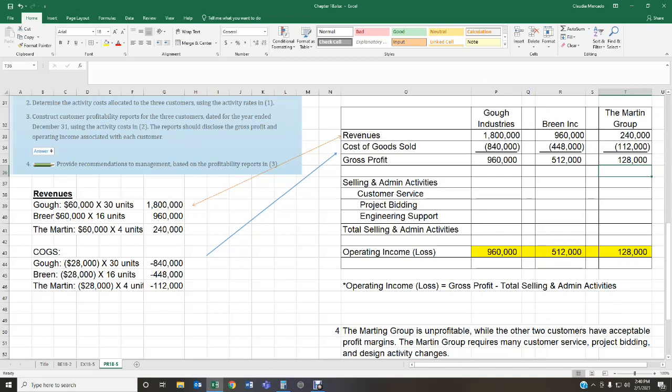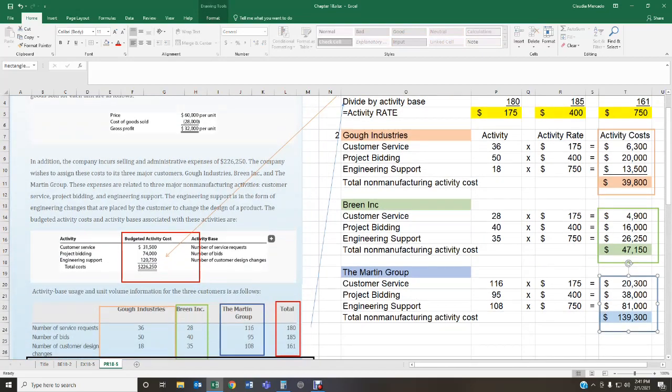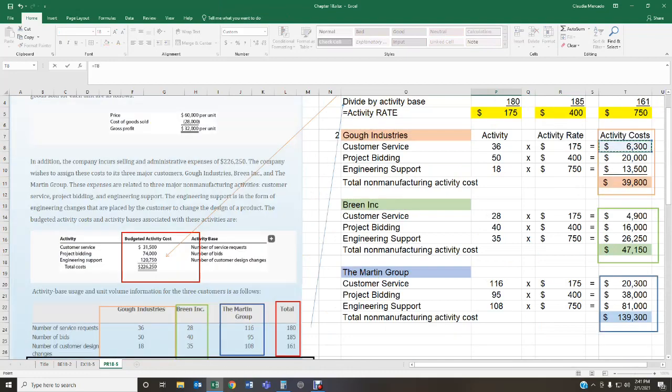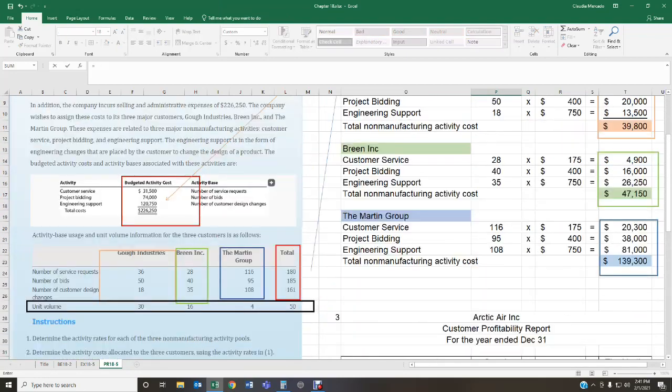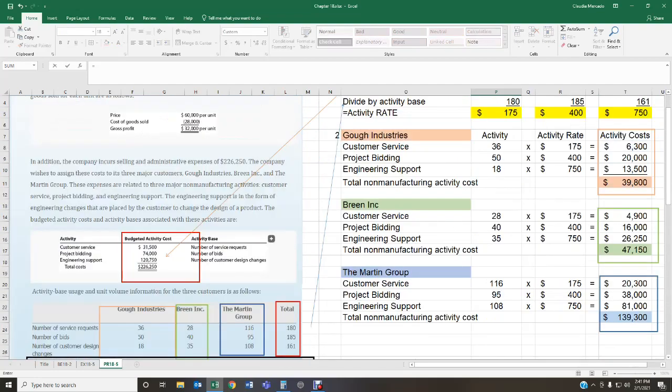Now we have our selling and admin activities, which is customer service, project bidding, and engineering support. Now we're going to allocate those costs over to our 3 different customers. So what we're going to do is bring down the information from up here. For example, for Go Industries, we've got 6,300 for customer service, 20,000 for project bidding, and 13,500 for engineering support. I'm going to bring those numbers down here. I'm just going to copy them over, so that way we know where we're getting these numbers from the top part.